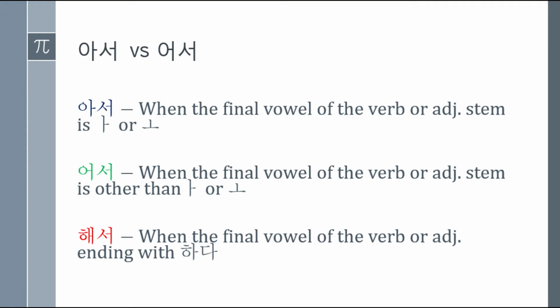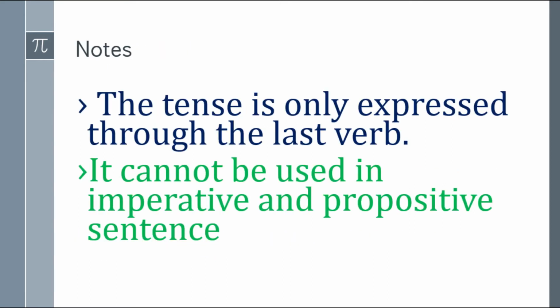In Korean, what will you use, 아서, 어서, or 해서? 아서, when the final vowel of the verb or adjective stem is ㅏ or ㅗ. 어서 naman, when the final vowel of the verb or adjective stem is other than ㅏ or ㅗ. And lastly, 해서 naman, when the verb or adjective ends with 하다. Just a few notes: the tense is only expressed through the last verb. Second, you can't use it in imperative and propositive sentences.